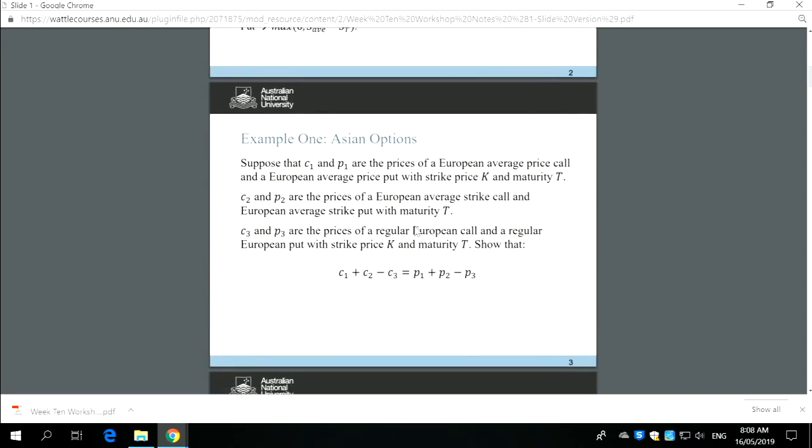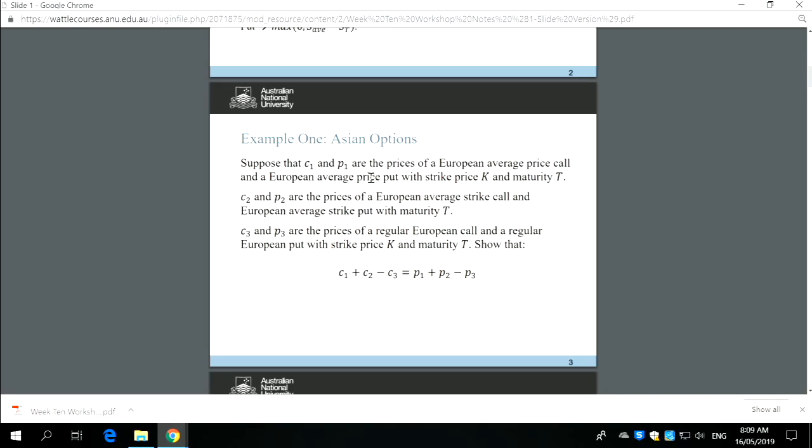Now let's have a look at this little question here. The question says, suppose that C1 and P1 are the prices of a European average price call option and a European average price put, with strike price K and maturity time T, right? And then the second part says, suppose that C2 and P2 are prices of a European average strike call option and a European average strike put, also with maturity time T.